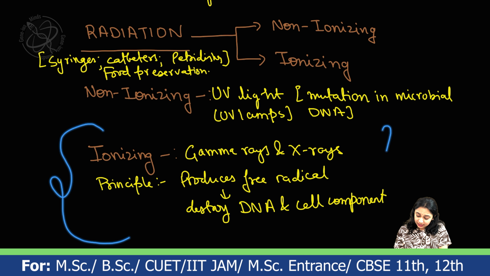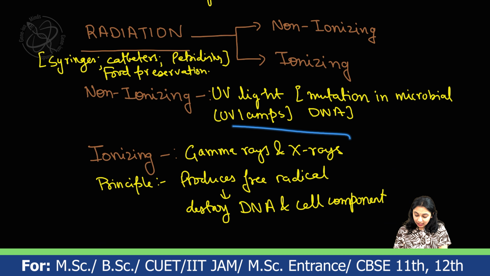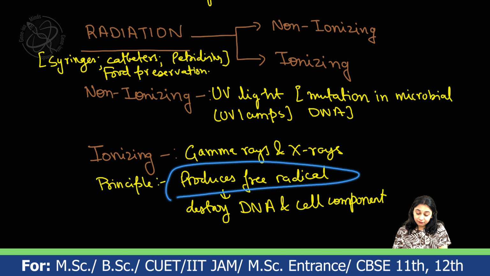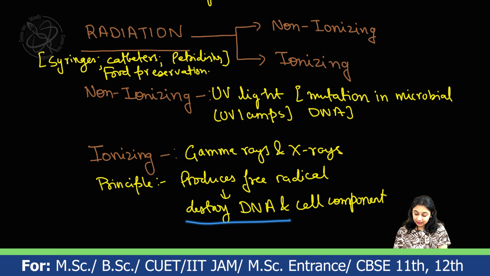The last component is ionizing radiation. Examples are gamma rays and X-rays. What is the principle behind how they work? They produce free radicals. These free radicals are very harmful. They directly attack the DNA and the remaining cell components. Many enzymes are also attacked by these free radicals. Once the enzymes and DNA of the microorganism are attacked by the rays, the microorganism has to die.